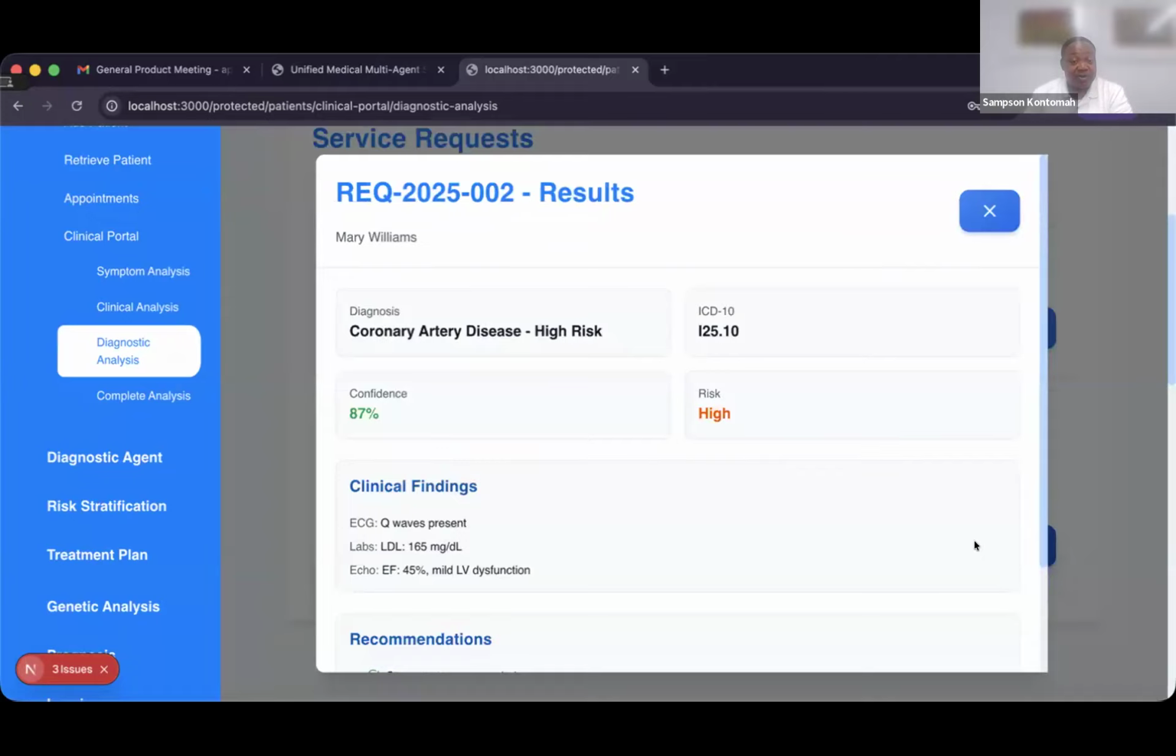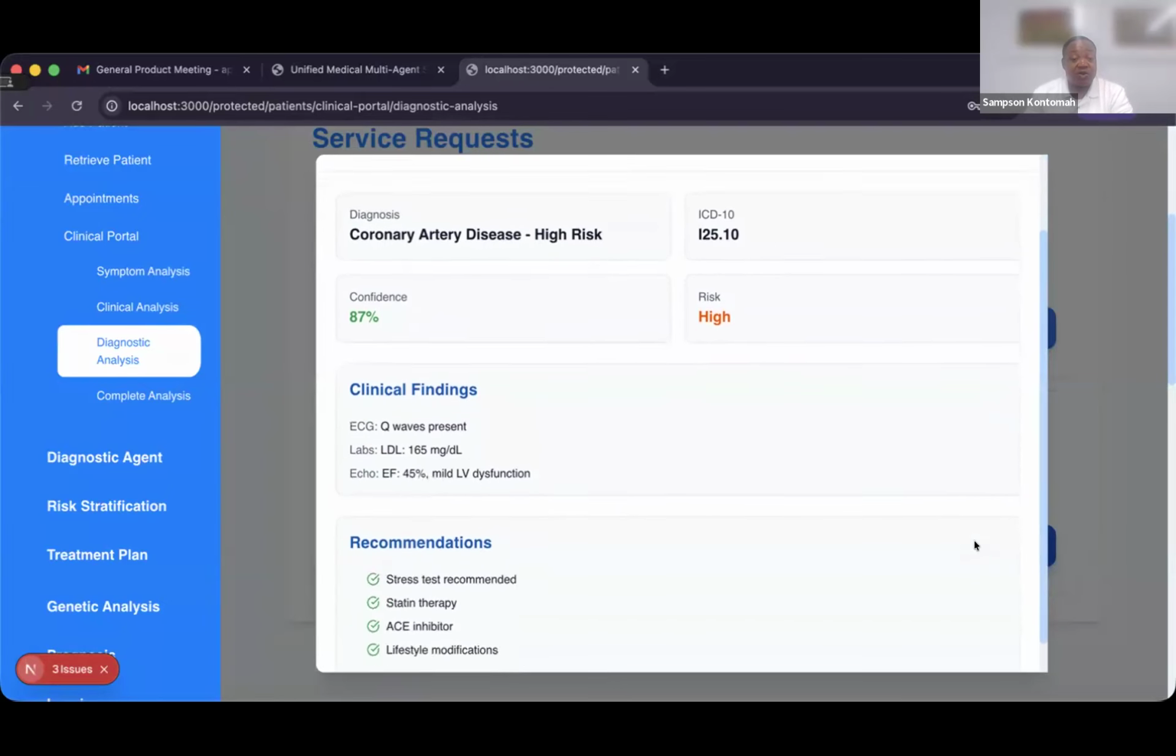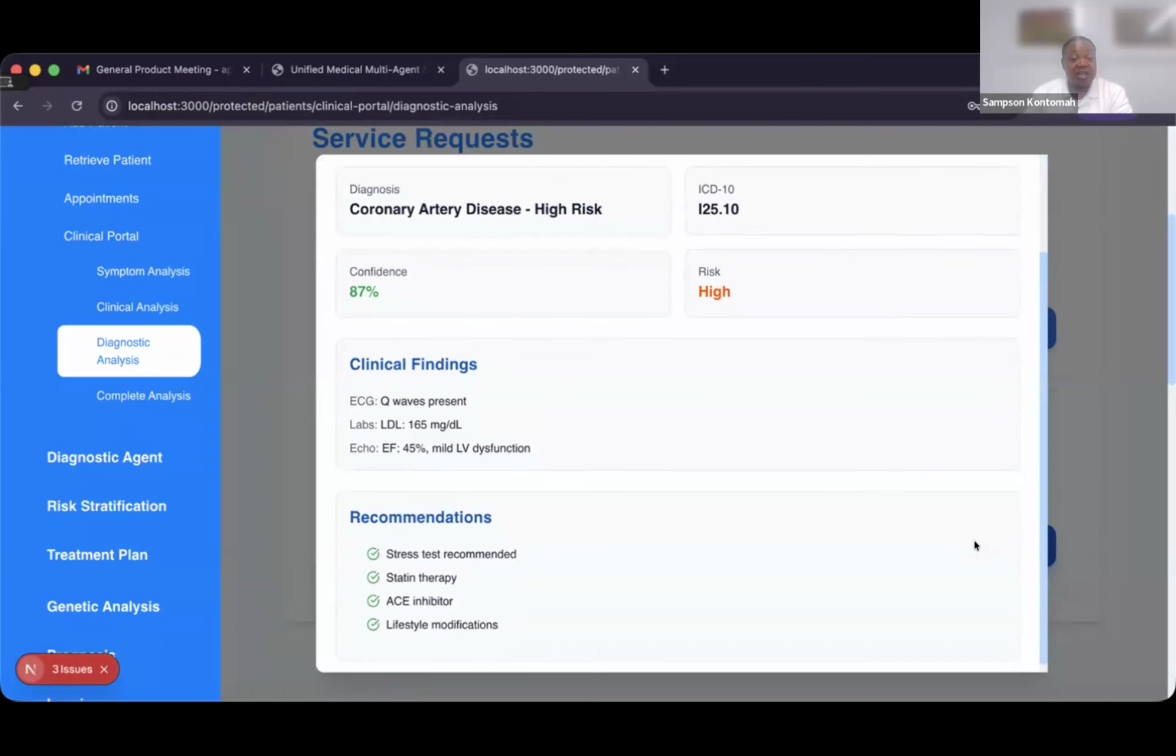Under that review tab, you can see the risk level is critical. You can also see the confidence level is 87. What are the clinical findings? The ECG shows Q wave present, and then the labs show LDL is 165 milligram per deciliter, that is the lipid level, and ejection fraction is 45, mild LV dysfunction. The recommendation is stress test, statin therapy, ACE inhibitor, and lifestyle modifications.